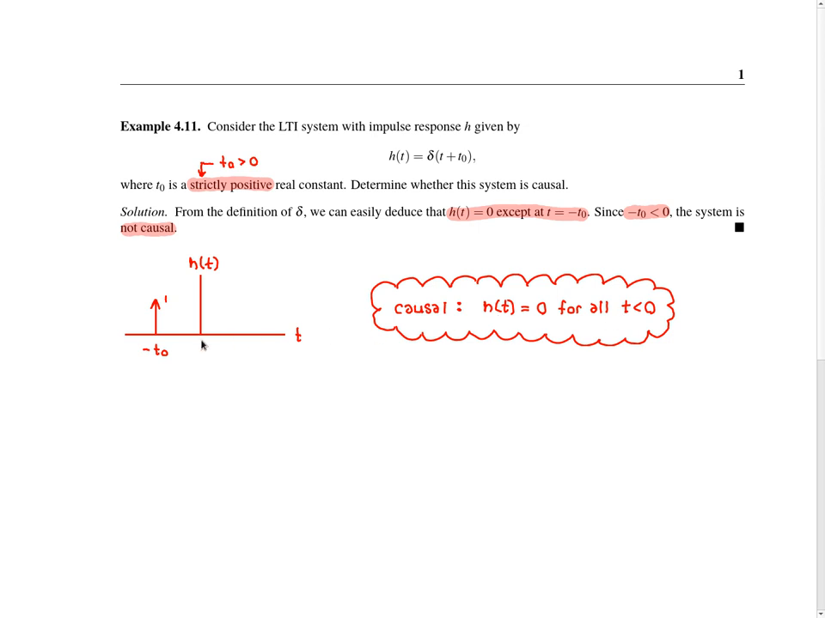Well, clearly this condition is violated because minus t0 is less than 0. This is clearly to the left of the origin, but the function's non-zero at this particular point. So this condition over here is violated. Therefore, the conclusion that we come to is that the system is not causal.